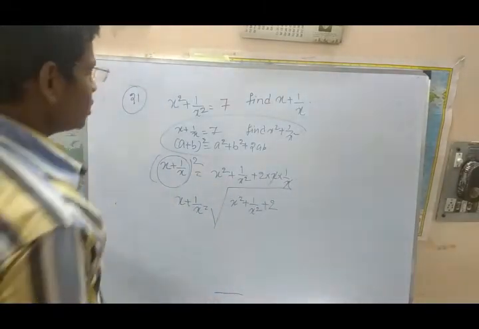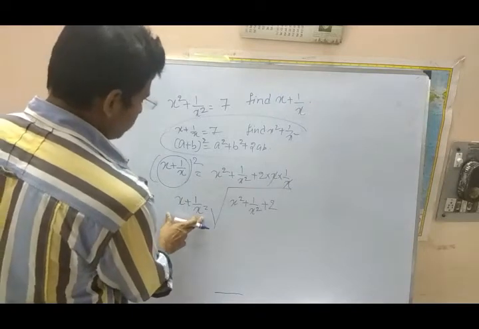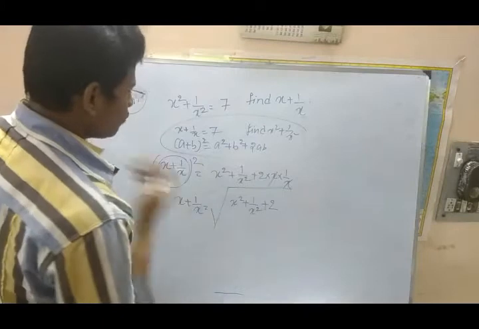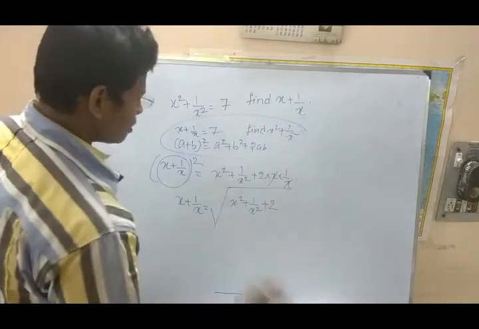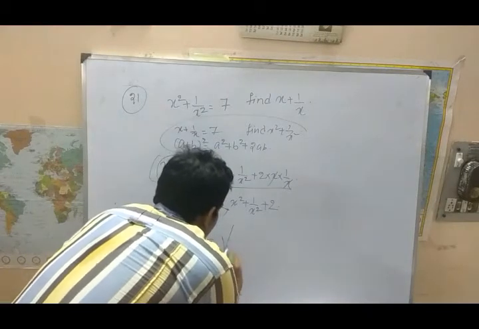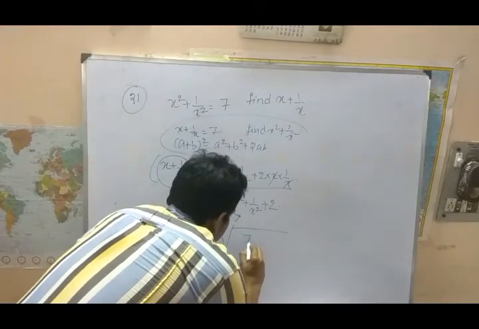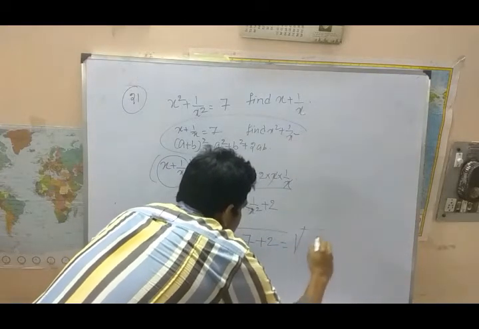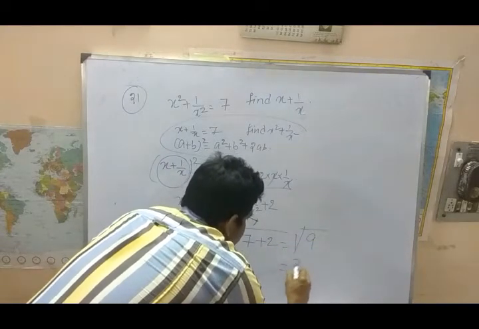So we got the required form. What the required form? X plus 1 by x. See, this is the question asked here. So what we are having? We are having only x plus 1 by x square. So substitute the value which we have. We have x square plus 1 by x square equal to 7. So 7 plus 2 is root 9. What is root 9? Root 9 is 3.